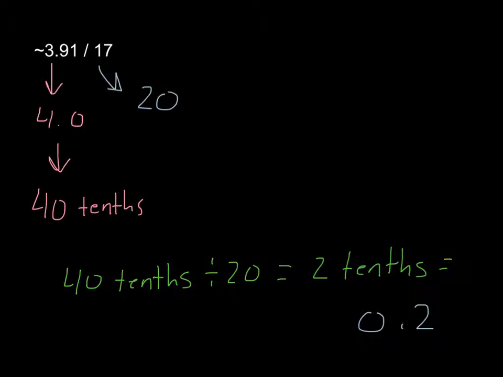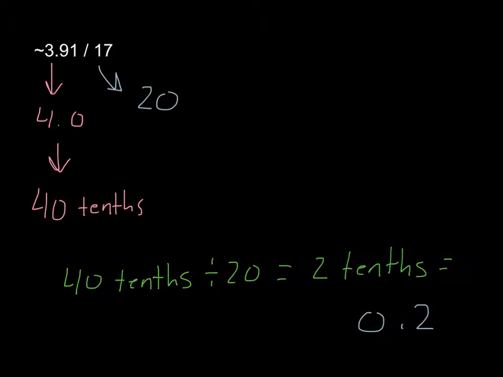When I solved it, here's what I got. I rounded 3 91/100ths to 4, and I remembered that 4 is the same as 40/10ths. I then took 17 and rounded that to 20, and I said 40/10ths divided by 20, okay, is 40 divided by 20 is 2. Bring my tenths over, and I have 2/10ths, which is written as 0.2.